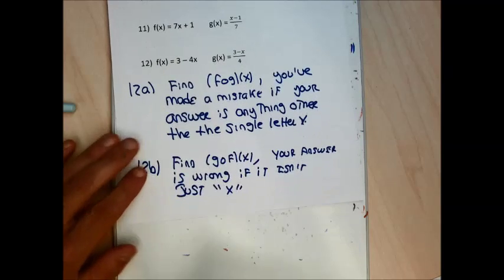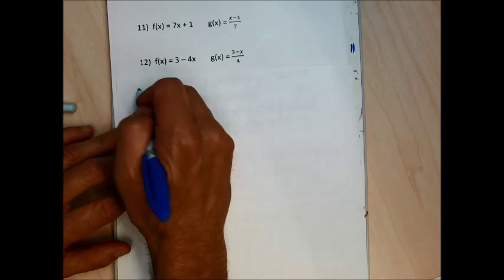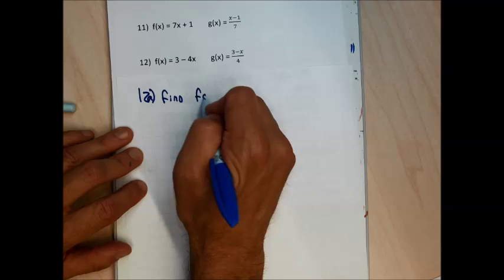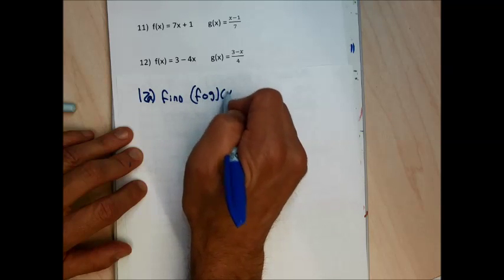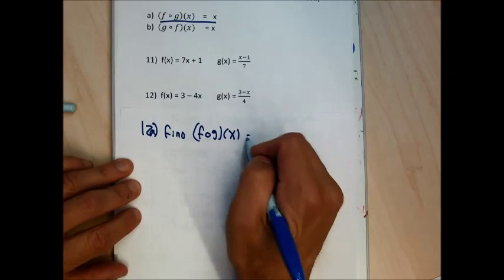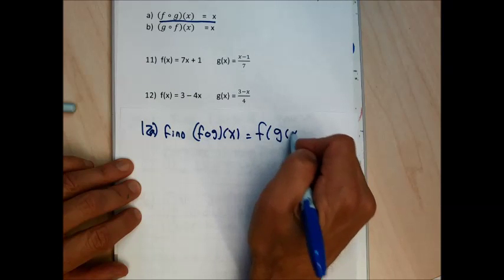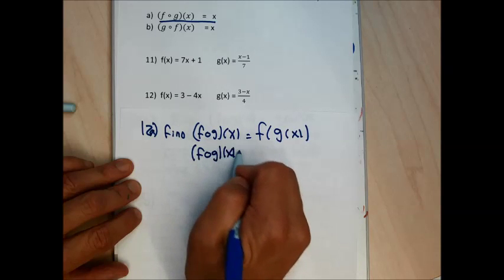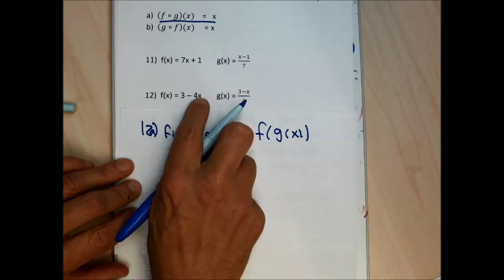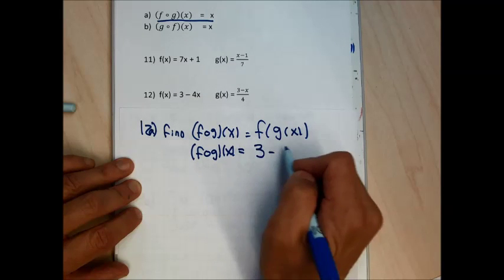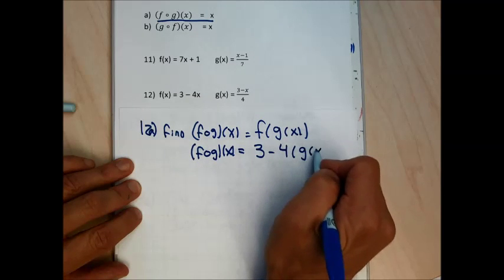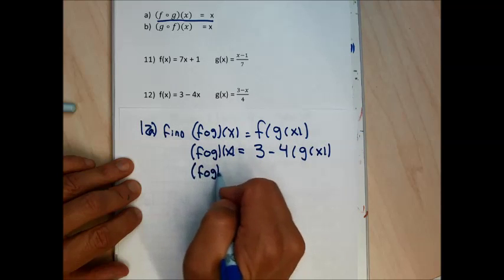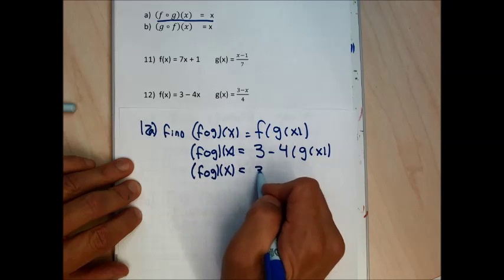And the answer that I'm expecting to get is x for both of those. So I'm going to just go straight through and do 12a. So 12a, I just need to find f composed with g of x. And I know that f composed with g of x is f of g of x. That's pretty easy for me to do. F composed with g of x. I'm going to take the f function and I'm going to change that x to a g of x. So that's going to be 3 minus 4 times g of x. I hope like heck that this simplifies just to be plain ordinary x. If it doesn't, I've made a mistake.